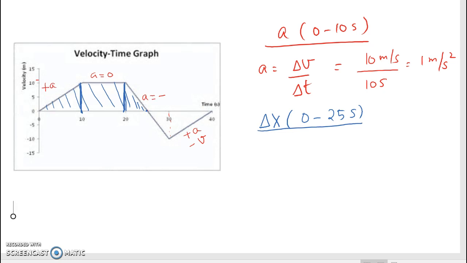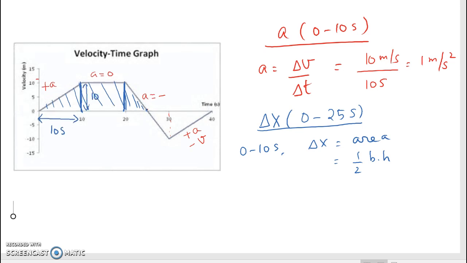So let's do that. We are going to split this into different time intervals. So 0 to 10 seconds. Remember, displacement is equal to area. So this is a triangle. The area for a triangle is 1/2 base times height. The base here is 10 seconds. The height here is 10 meters per second. So it's going to be 1/2 times 10 times 10, which is 50 meters. So 0 to 10 seconds, it covered a distance of 50 meters.